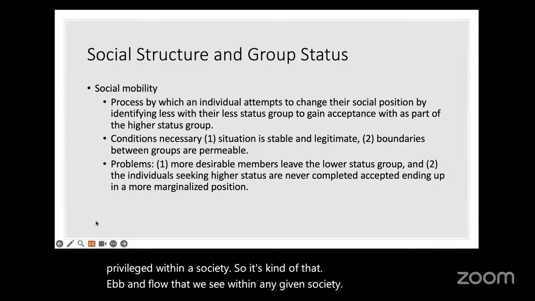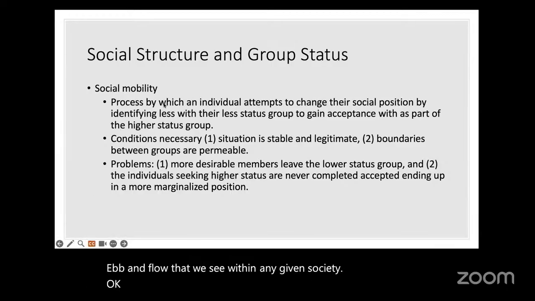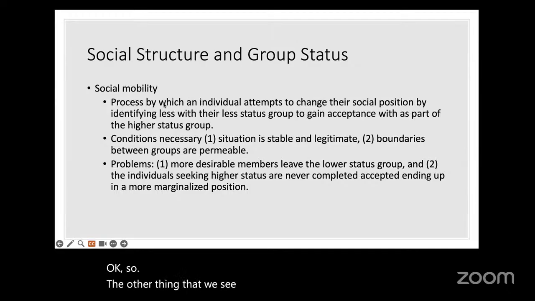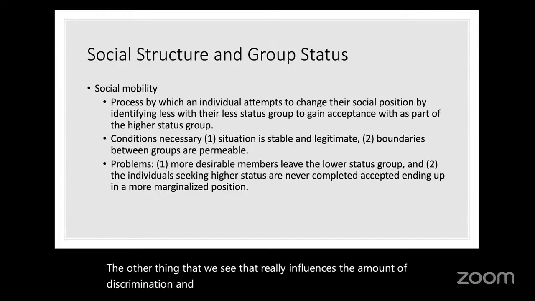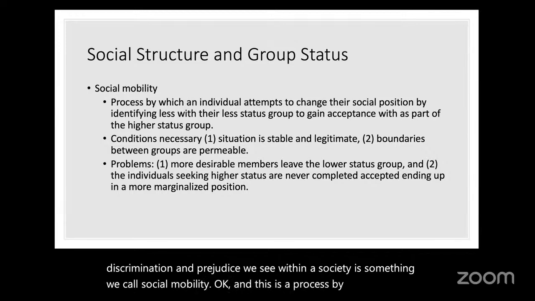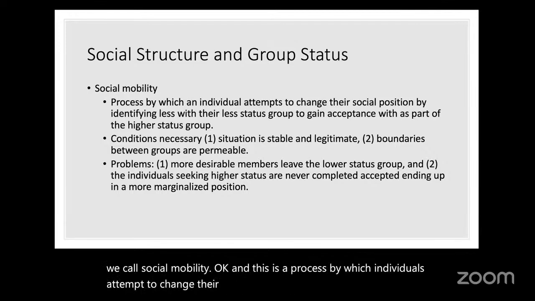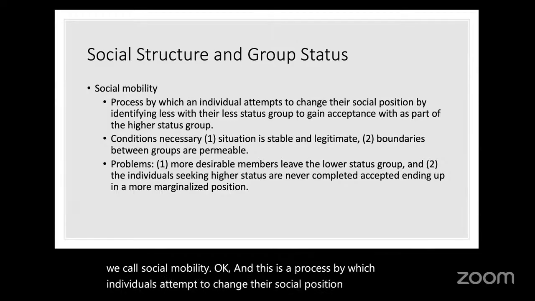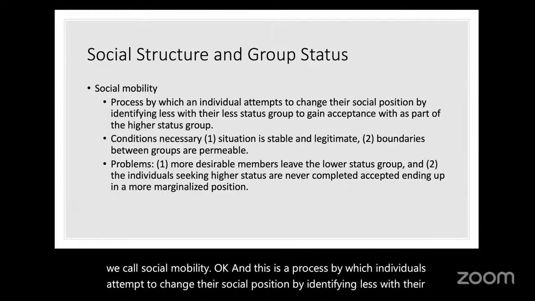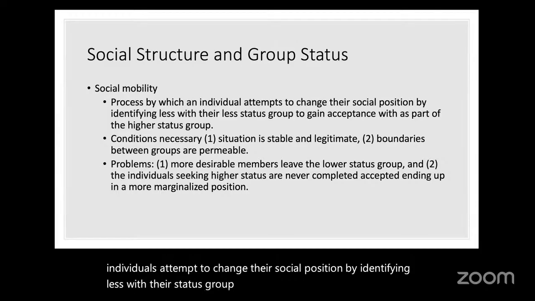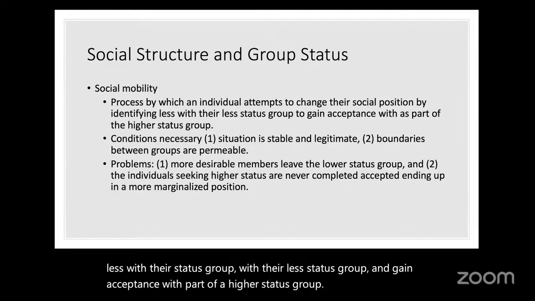Okay. So, the other thing that really influences the amount of discrimination and prejudice we see within a society is something we call social mobility. This is a process by which individuals attempt to change their social position by identifying less with their lower status group, and gain acceptance as part of a higher status group.